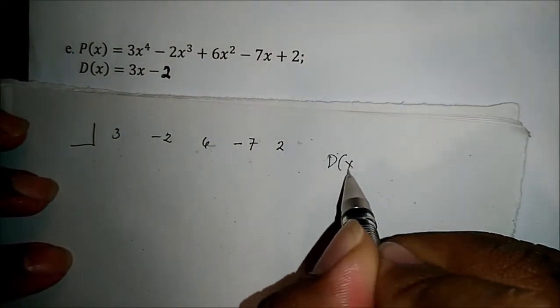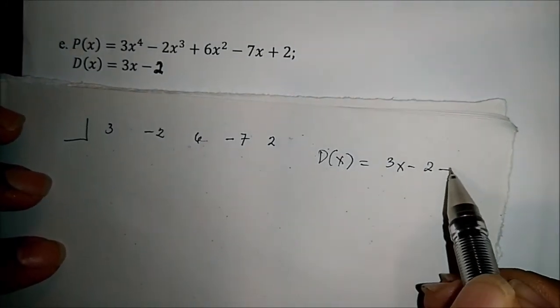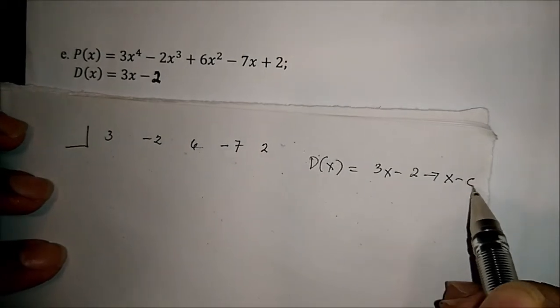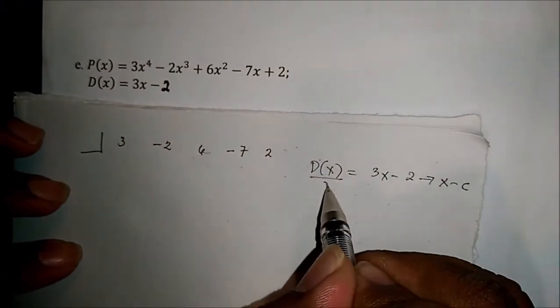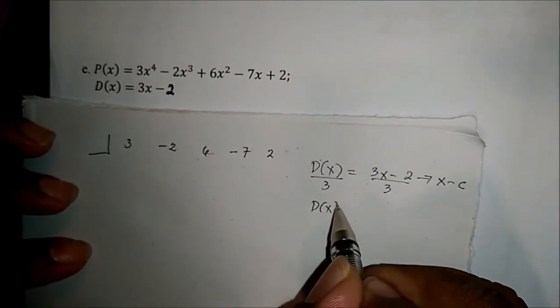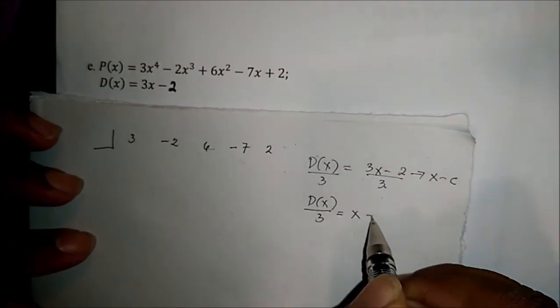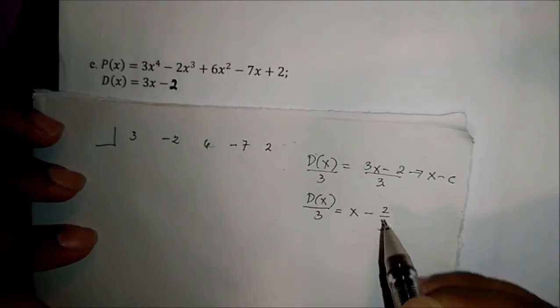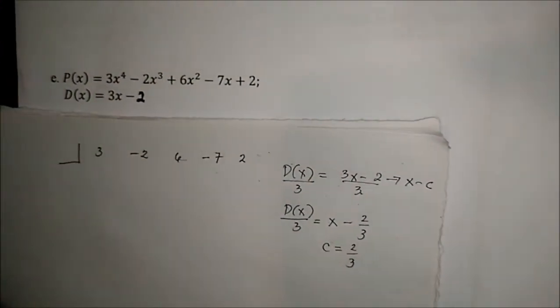So, the divisor is 3x minus 2. So, we have to transform it into the form x minus c. The coefficient of x should be 1. So, that means we have to divide the whole denominator by 3. So, we have d of x over 3 is equal to, so 3 divided by 3 is 1x minus 2 over 3. So, in this case, our synthetic divisor is 2/3. So, paano ang technique? Ganito lang yan.